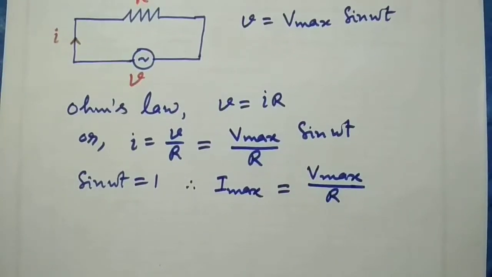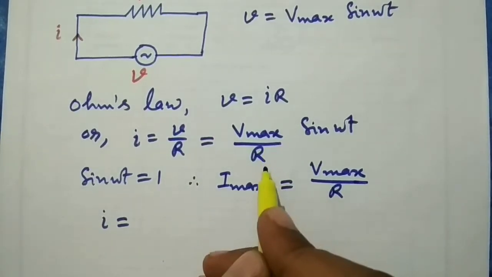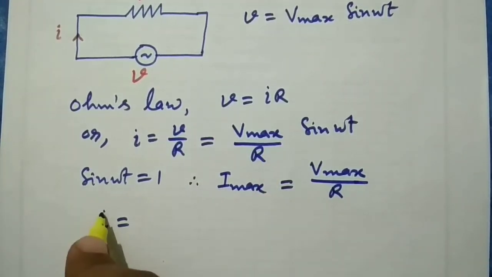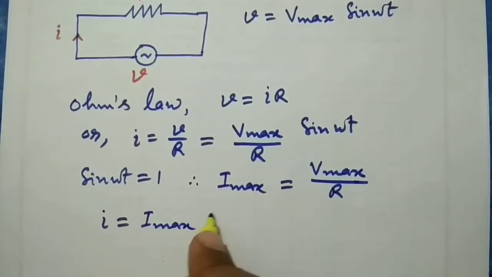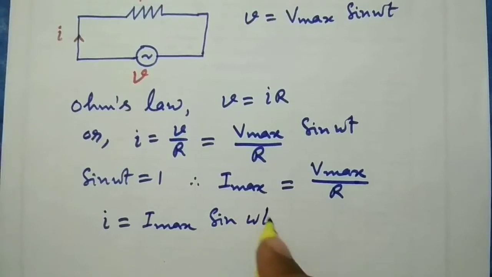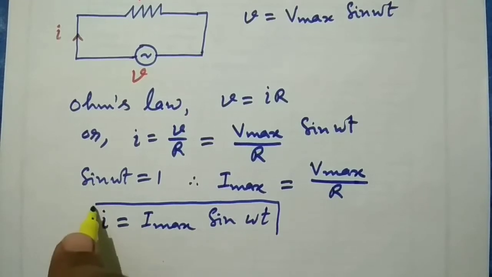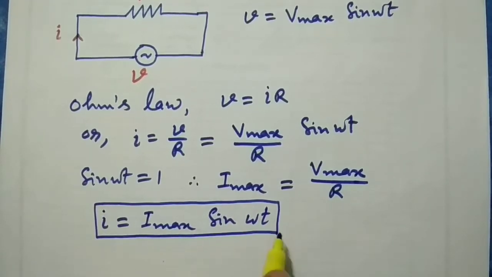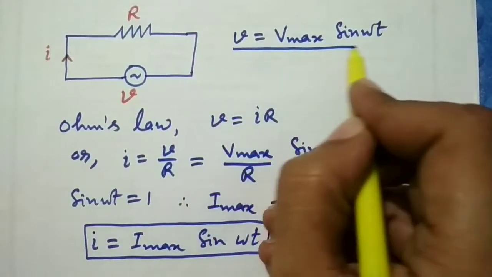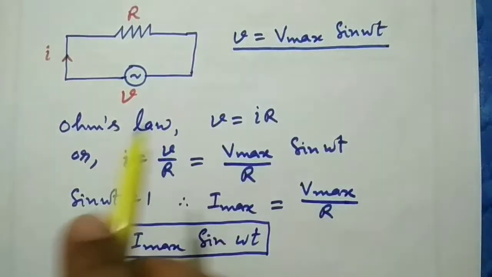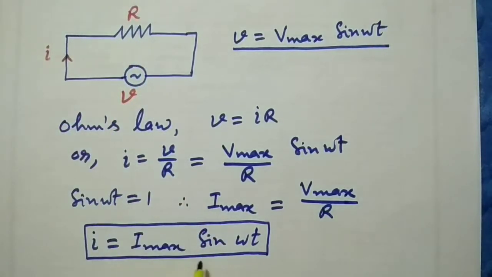So now in this current expression, instead of V max upon R, we can write I max. So the instantaneous current I can be written as I max sin omega t. So that will be the current flowing through a purely resistive circuit. Means if we apply V equal to V max sin omega t voltage across a resistance, then the corresponding current will be I max sin omega t.